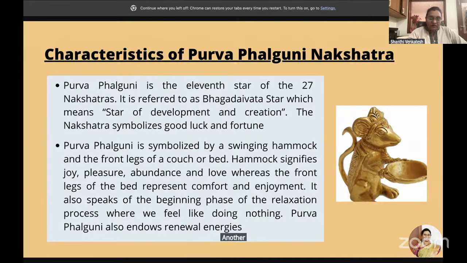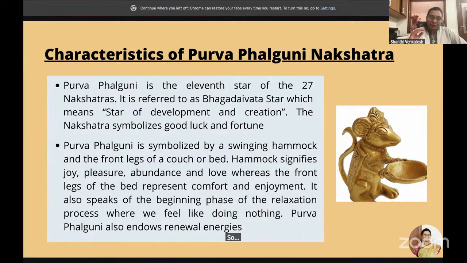Another symbol for Pubba Nakshatra is a hammock, a swinging hammock. Again, a swinging hammock means we lie down there for relaxation. When you want to relax, you lie down on a hammock. So, hammock signifies pleasure, joy, abundance. So, this is the characteristics of this nakshatra.